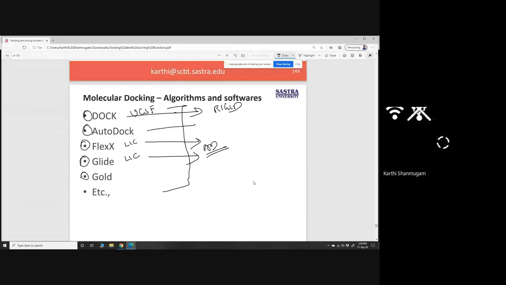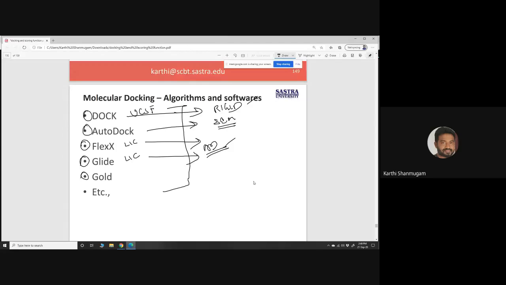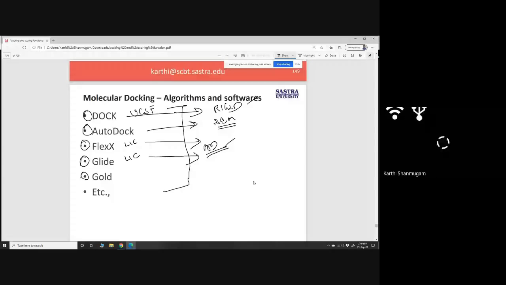So AutoDock is kind of semi-flexible, which lies in between the rigid docking and the advanced flexible docking algorithms. Using AutoDock, we can give flexibility for a few amino acids within the binding site, and we can make the entire ligand molecule completely flexible. Okay, so this is how we can classify the docking algorithms into simple, complex, or semi-flexible, right? So these are very successful docking algorithms.